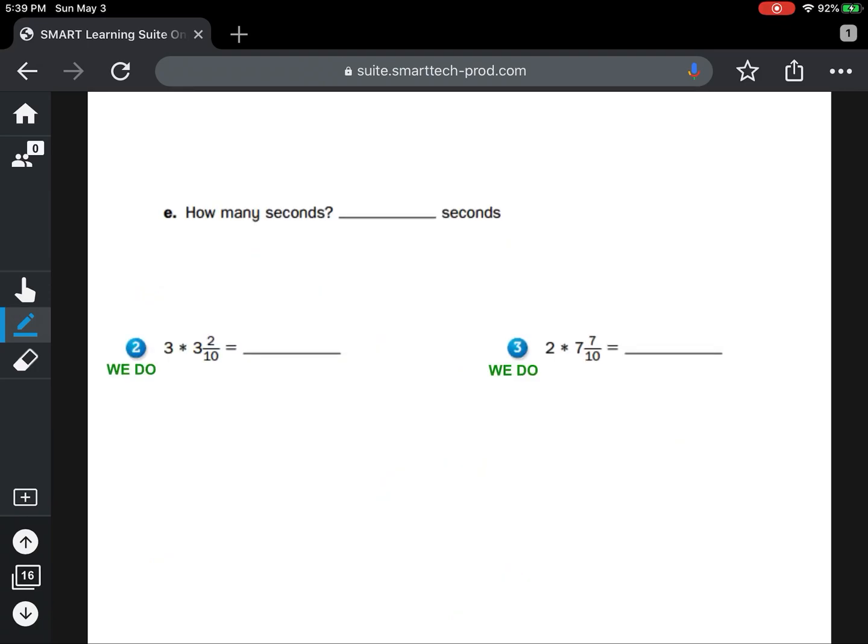Oh, I'm sorry. Let's do part E. We already did D. Part E is taking our answer from part D and then telling what that is equivalent to in seconds. For part D, I'm going to make a note up here to myself. We said part D equals 780 minutes. We need to see what 780 minutes is equivalent to in seconds.